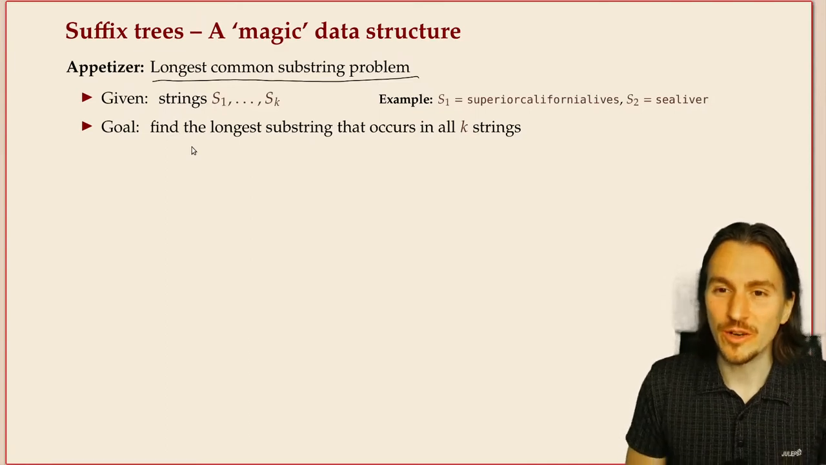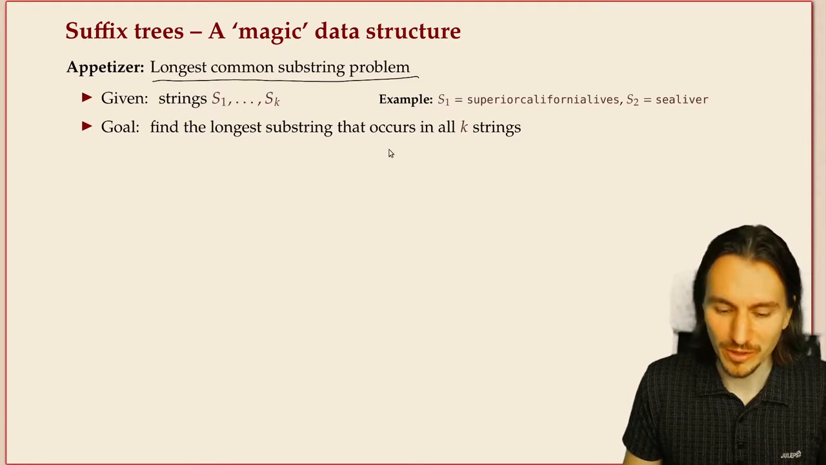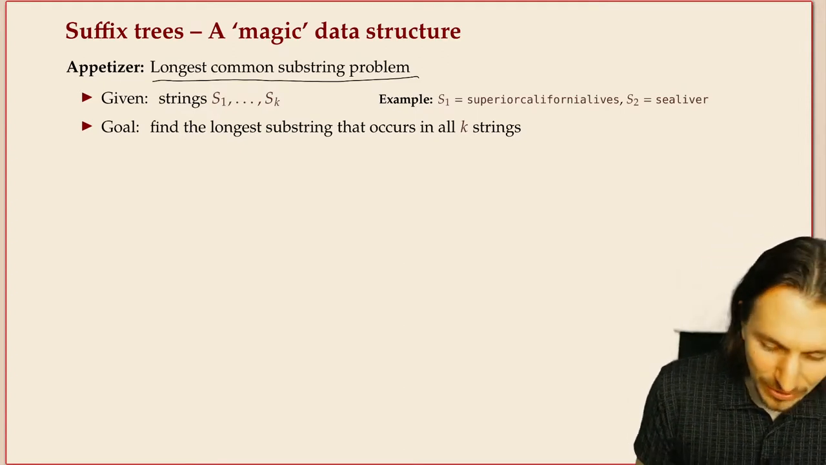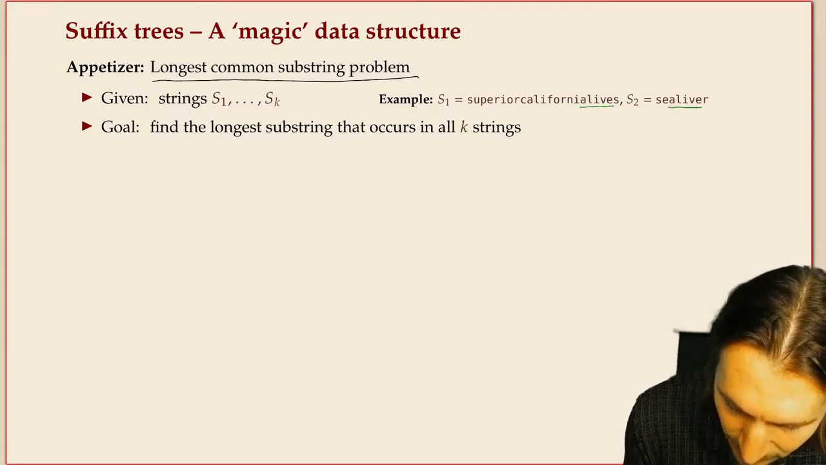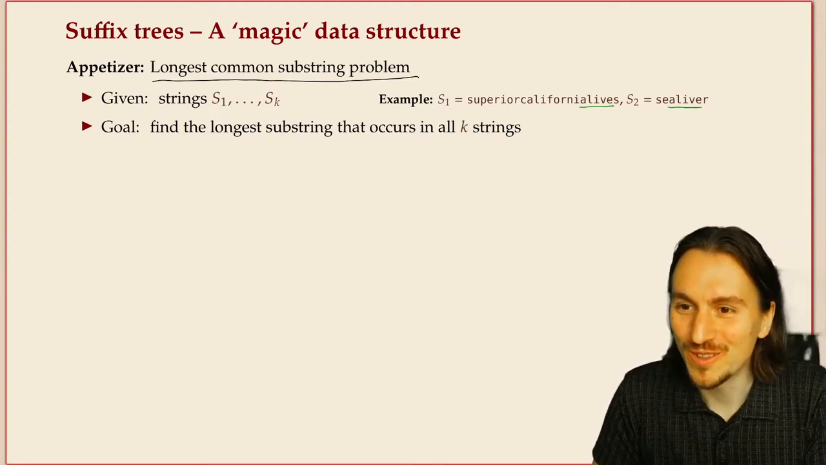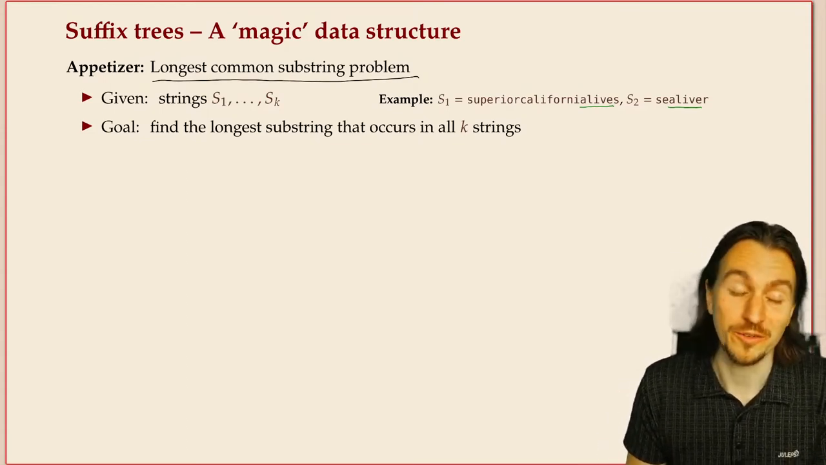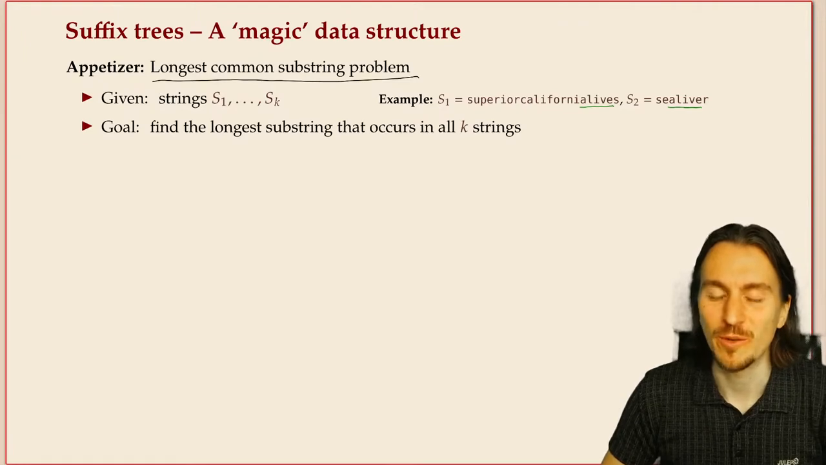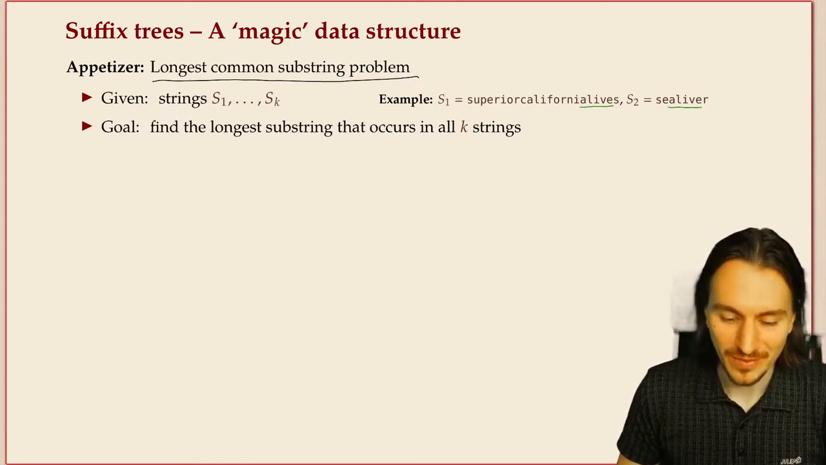And the goal is to find the longest substring that occurs in all of these strings. So in the example here, we only have two. And because the second is fairly short, you could check that "alive" occurs here and here. And if you spend some more time on this example, you will see that this is indeed also the longest, or a longest, common substring. In general, there could be several of the same length, and then we can return any of these.